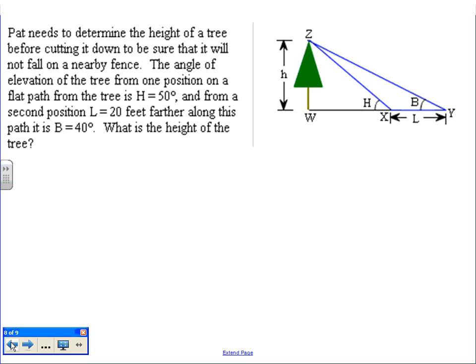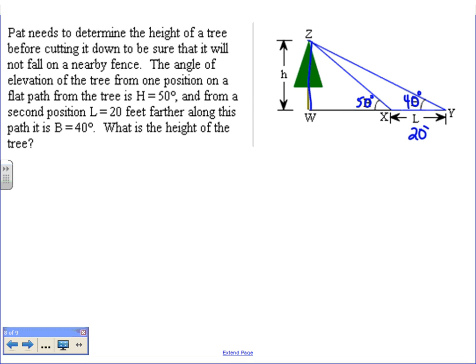So let me write that on my picture. You probably want to draw that picture out on your paper. Okay, so we got h there. It's 50 degrees. And from a second position, L, which is 20 feet further, so this distance here is 20 feet. And so along this path, you have angle B is 40 degrees. Okay? So they want to know what's the height of the tree. So we're looking for that part of it. So let's see if we can figure out some stuff.